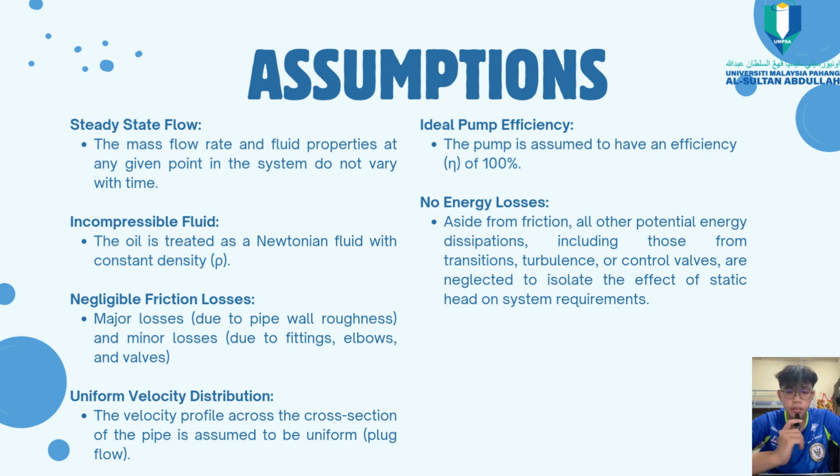Fifth, we have the ideal pump efficiency. The pump is assumed to have an efficiency of 100%. This implies that all mechanical energy supplied by the pump is transferred directly to the fluid without internal losses, such as mechanical friction or hydraulic recirculation. At last, we have no energy losses. Aside from friction, all other potential energy dissipation, including those from transition, turbulence, or control valves, are neglected to isolate the effect of static head on the system requirements.